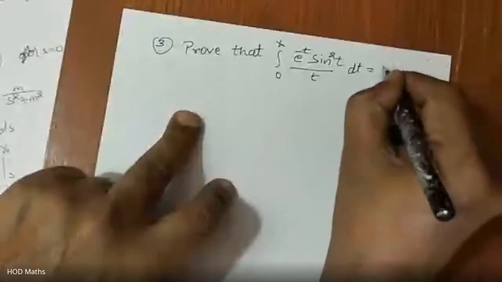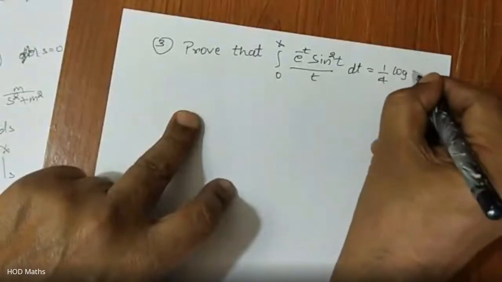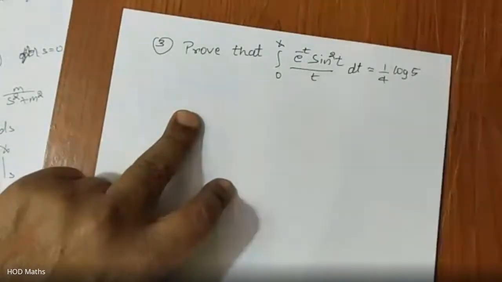The third problem I consider: prove that the integral from 0 to infinity of e raised to minus t, sine squared t by t, dt is equal to 1 by 4 log of 5. So now what should I do?